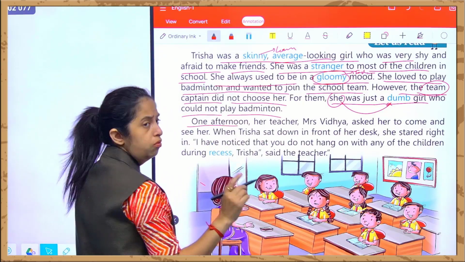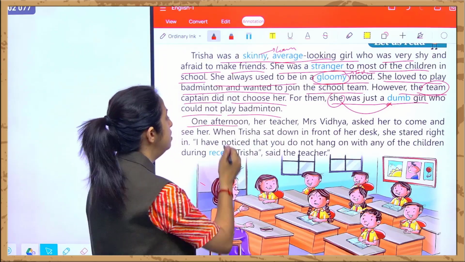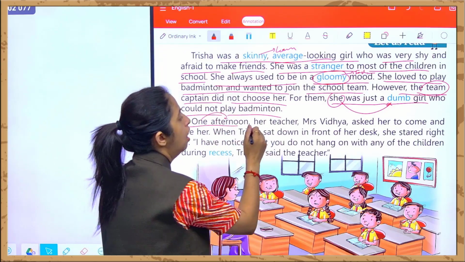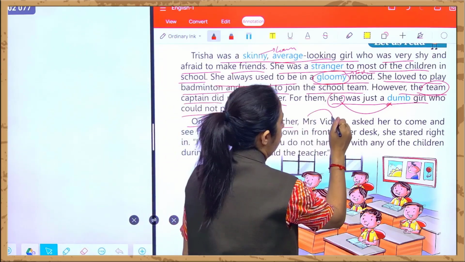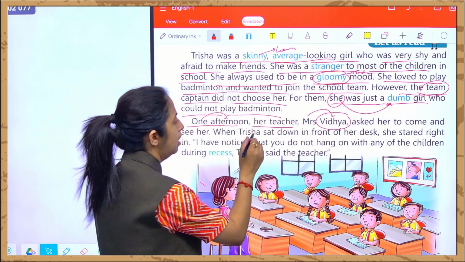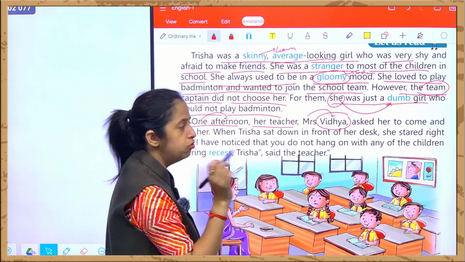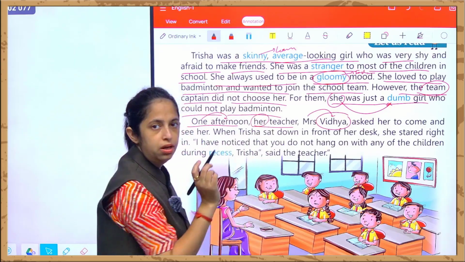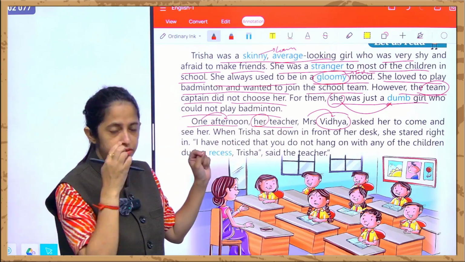One afternoon, it's written, one afternoon means एक दोपहरी को, her teacher, Mrs. Vidya. Her name was Vidya, and she was also a female. That is why we are talking about Trisha first. So it's written over here "her" because वो एक फीमेल है.